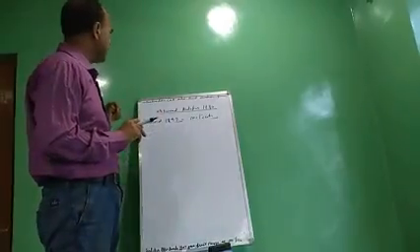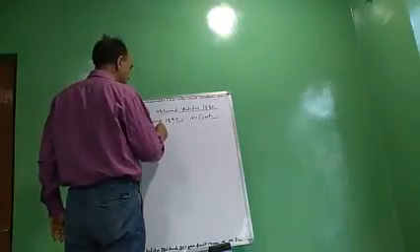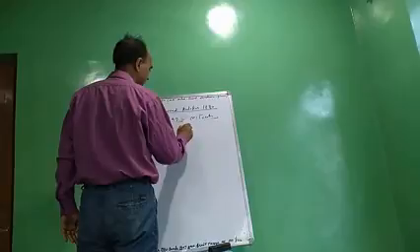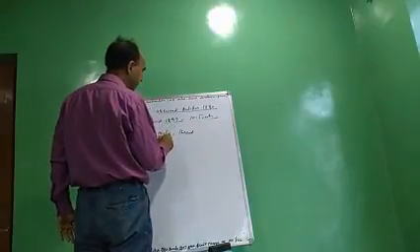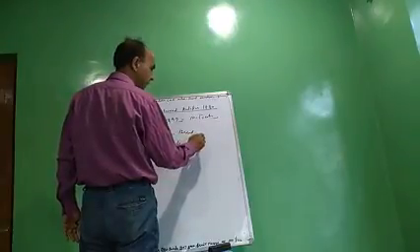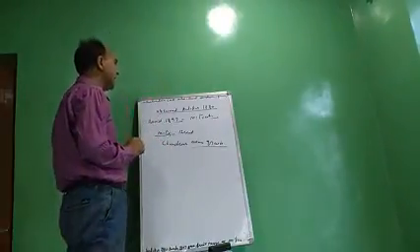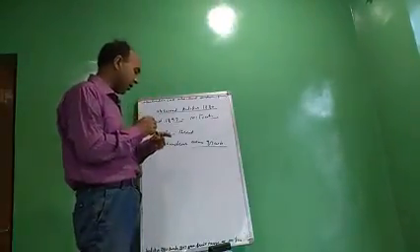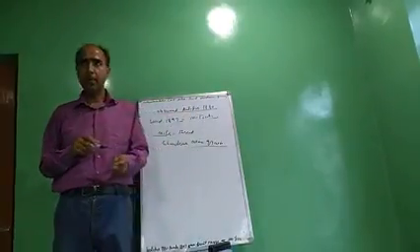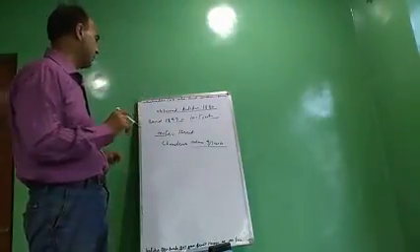The word mitochondria comes from the Greek words mitos and chondrion. Mitos means thread, and chondrion means grain. Mitochondria is also called the powerhouse of the cell.